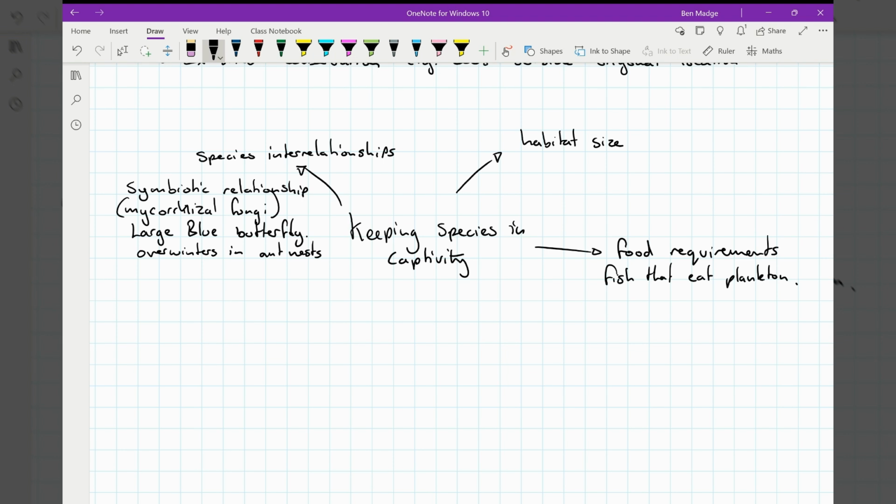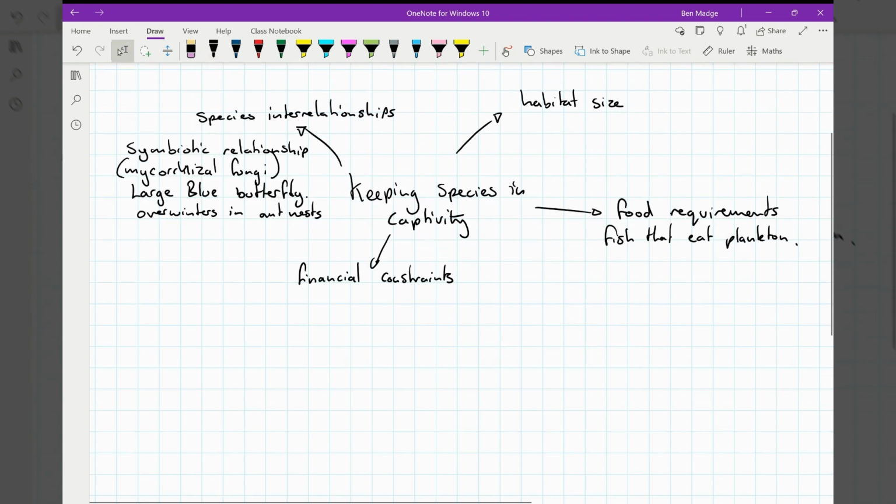And the other one is financial constraints. Are we realistically going to be able to keep all the different at-risk species in a zoo, or are we going to have to prioritize?